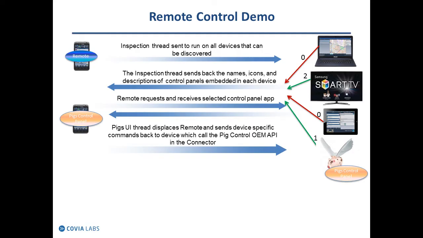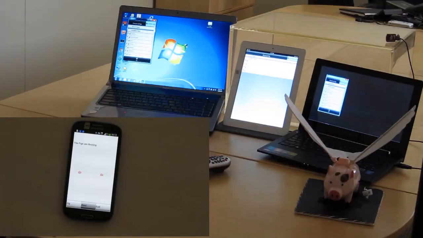When I selected the Pig Flight Control Panel, Remote fetched the control panel from the pig and ran it on the phone, displacing the remote's own UI. Then, when I pressed Fly, the UI of the thread of the pig's control panel generated the Flap Wings event, which causes the hardware control thread running on the pig to call the connector's OEM-specific interface that was created as part of the port of the connector to run on the pig.